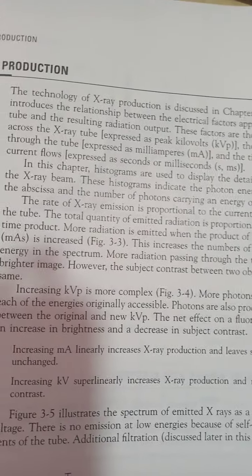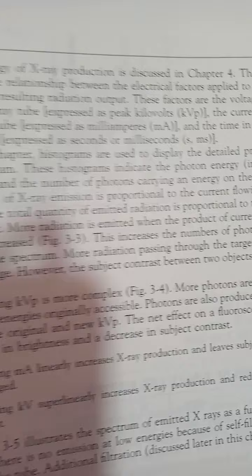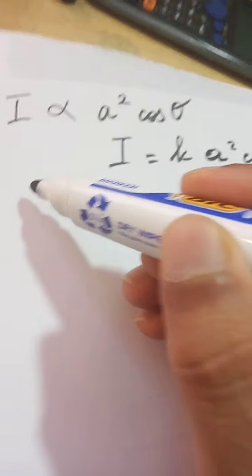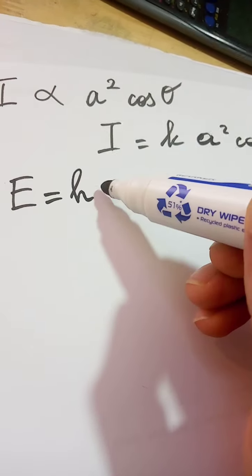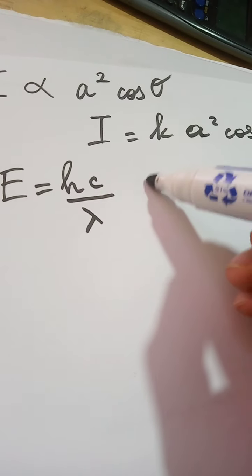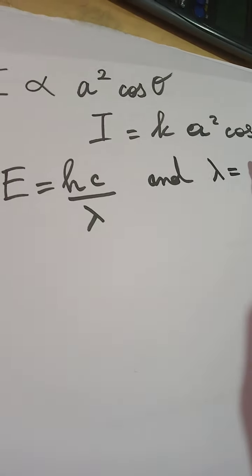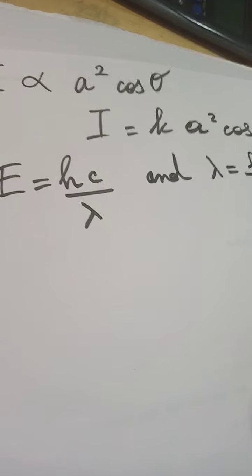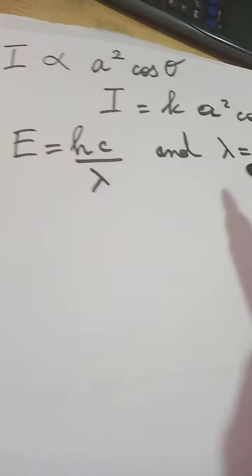So basically, what you need to understand is, for the wave function, Huygens wave principle, intensity is proportional to the square of the amplitude times cos theta. So I equals k a squared cos theta. Okay, but for particulate nature, it has to be ruled by the de Broglie theorem. So it has to be ruled by these two.